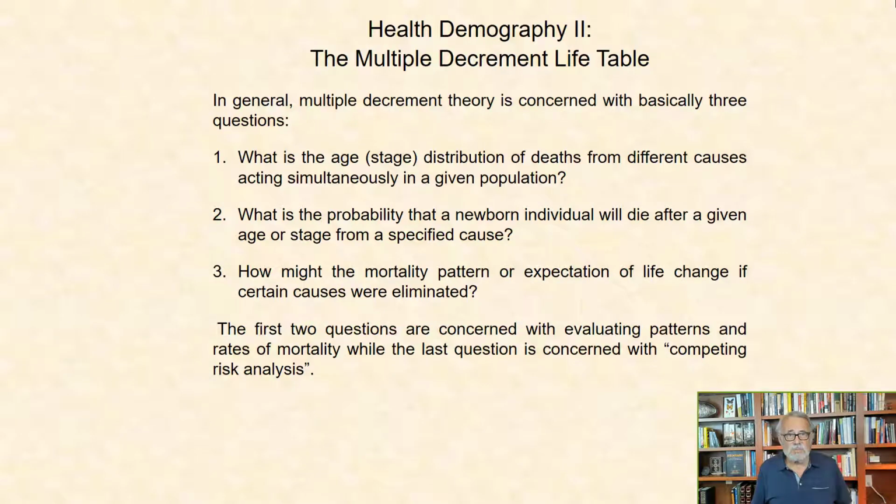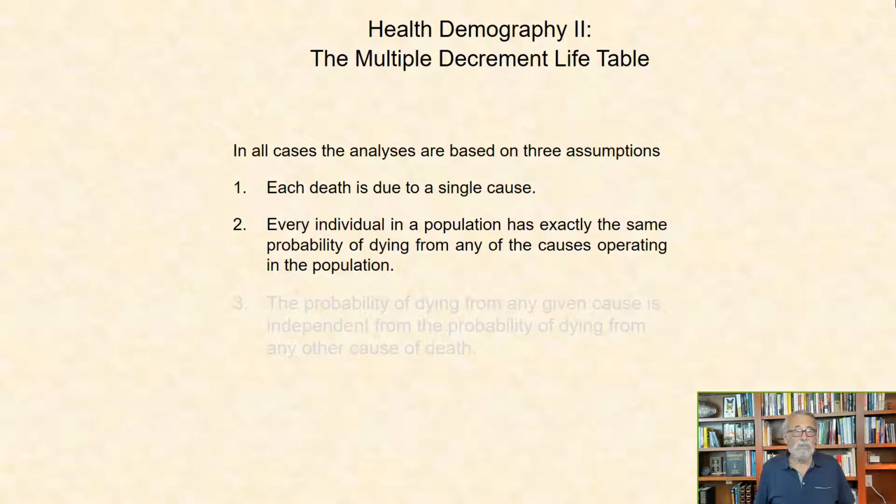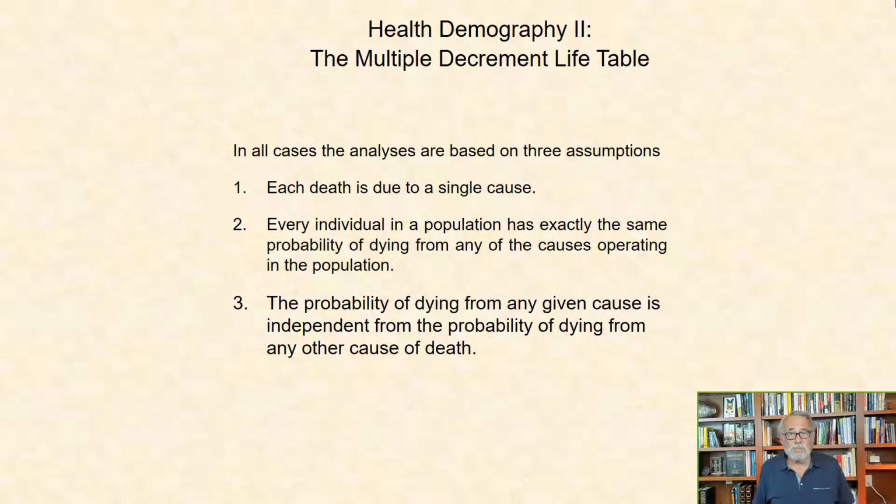The first two questions are concerned with evaluating patterns and rates of mortality, while the last question is concerned with competing risk analysis. In all cases, the analyses are based on three assumptions. First, each death is due to a single cause. Second, every individual in a population has exactly the same probability of dying from any of the causes operating in the population. And third, the probability of dying from any given cause is independent of the probability of dying from any other cause of death.